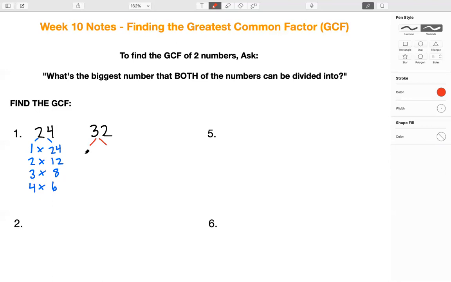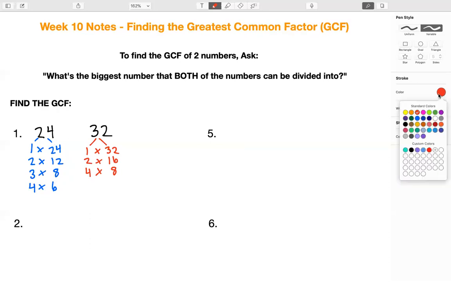So let's do the same thing for 32. Of course, 1 and 32 are factors of 32. Take a moment and think of the other factors of 32. So I'm assuming you've tried. You have 2 and 16. You have 4 and 8. And then you also have, that's it, actually. I don't know why I thought there was more. But here are factors of 32, and then here are factors of 24.